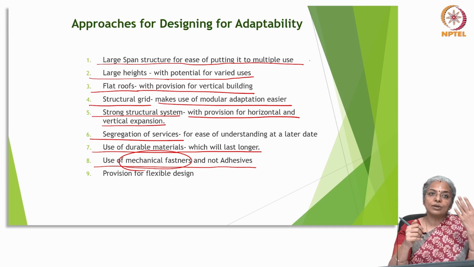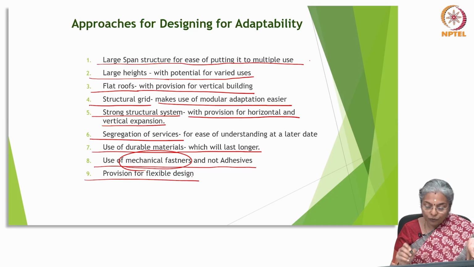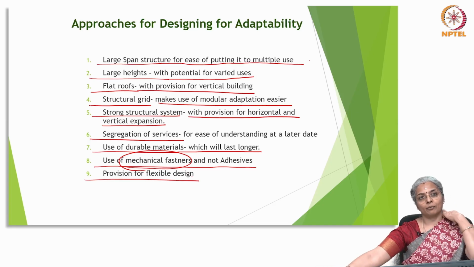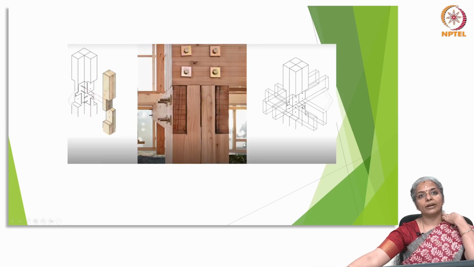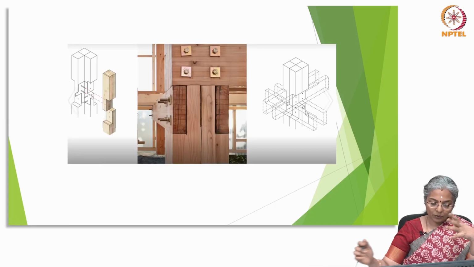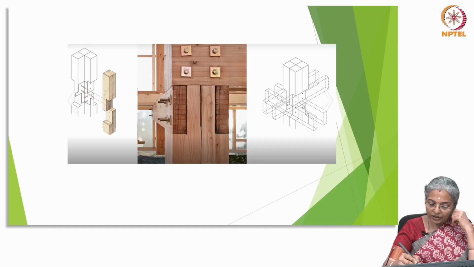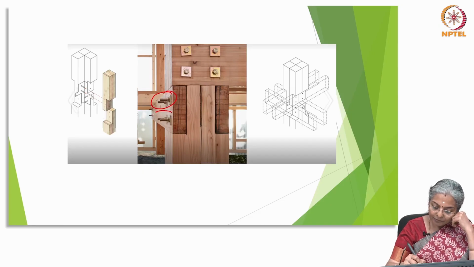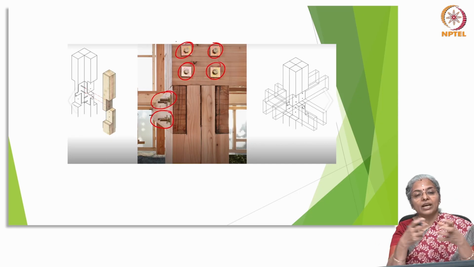Also, when you design for adaptability, always give provision for a flexible design. Now, for example, when we talk of joints and adhesives, here I have taken an example where it is so easy to identify which member should be tampered with in order to remove the elements individually.